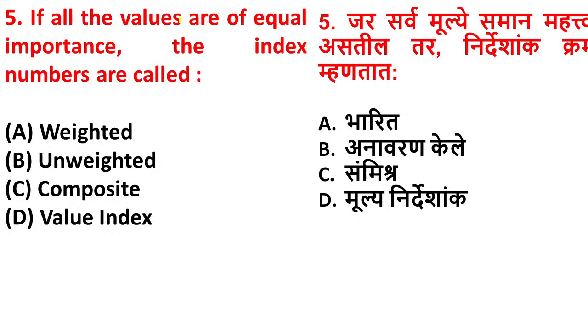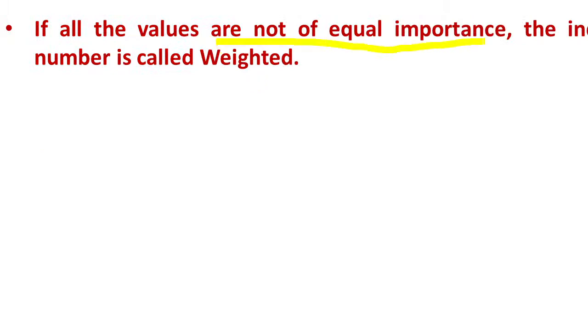So question number 5. If all the values are of equal importance, the index numbers are called: option A weighted index number, option B unweighted index number, option C composite index number, or option D value index. If all the values are of equal importance, the index number is an unweighted index number. So please remember, option B, unweighted, is the right answer. If all the values are not equally important, then the index number is called a weighted index number.